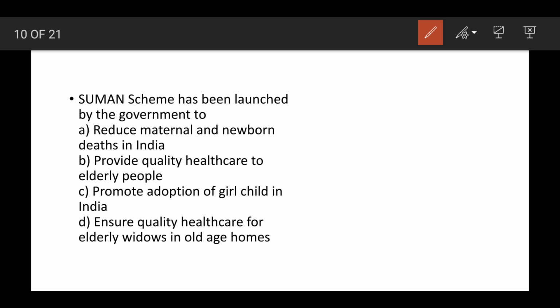Option A, reduce the maternal and newborn death in India; option B, provide quality health care to the elderly people; option C, promote adoption of girl child in India; and option D, ensure quality health care for elderly widows or in old age homes. The correct option is A, reduce maternal and newborn death in India.